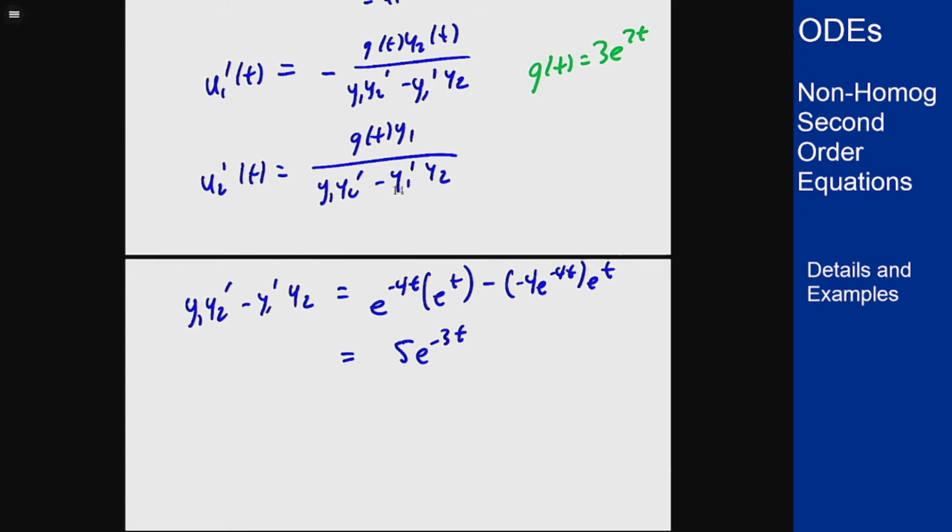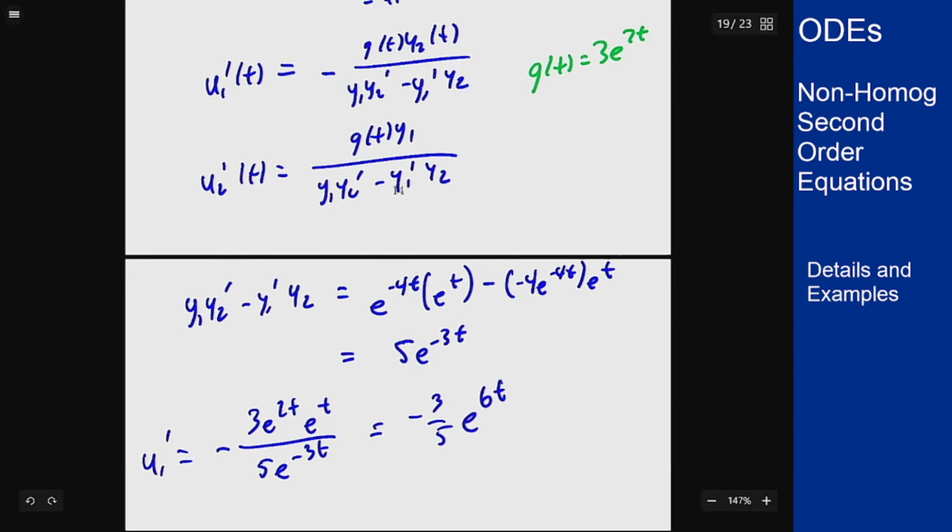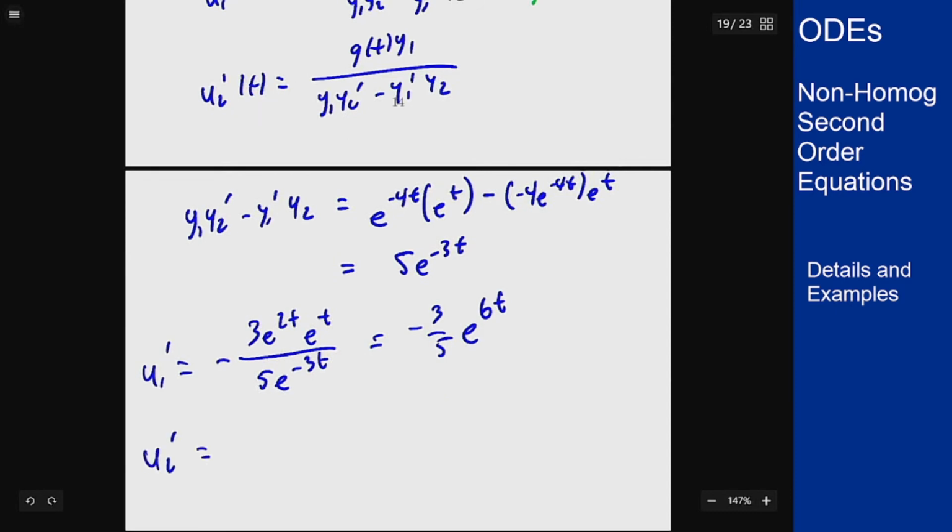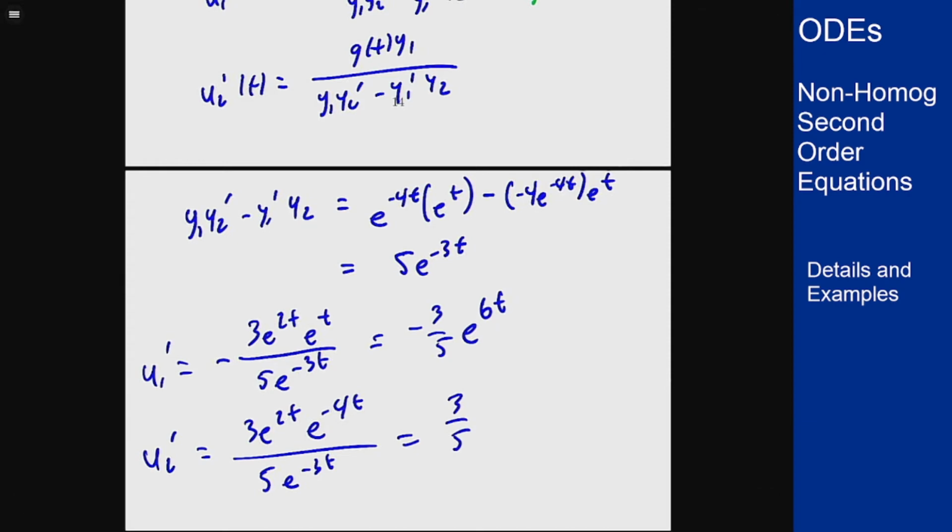So then with this, we can figure out that our u1 prime is going to be negative g of t, which is 3 e to the 2t, times our y2, which is e to the t, over 5 e to the minus 3t. That simplifies to a negative 3/5. That's 3t on top with a minus 3t on the bottom, so that's going to be an e to the 6t. And my u2 prime is going to be g of t, 3 e to the 2t, times my y1, which is e to the minus 4t, divided by, again, 5 e to the minus 3t. So I get a 3/5. That is e to the minus 2t on top, e to the minus 3t on the bottom, which is an e to the t.